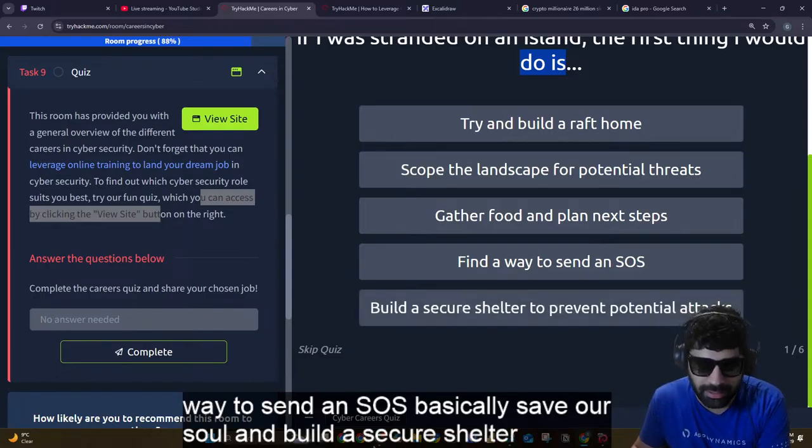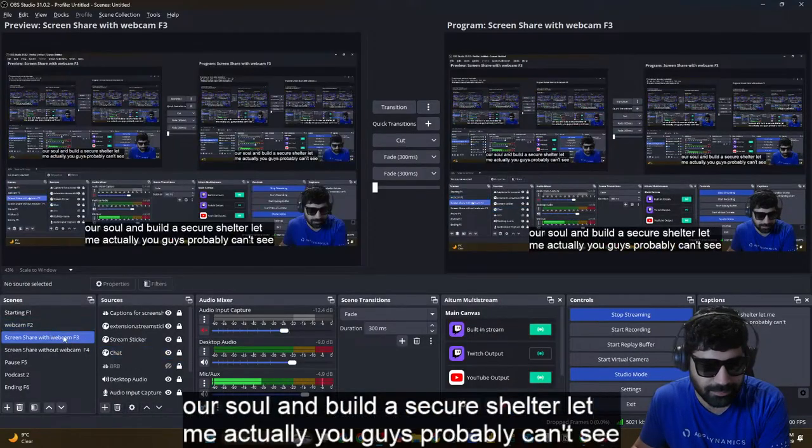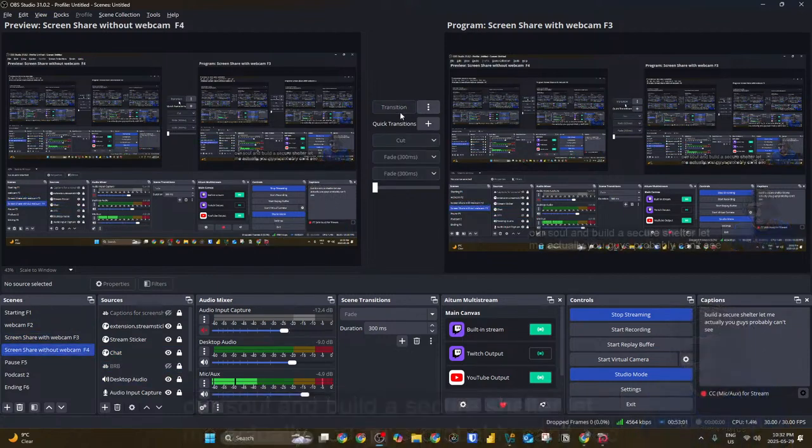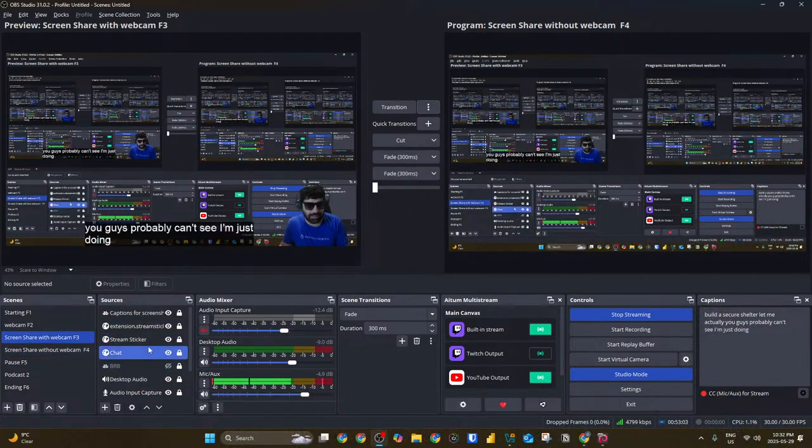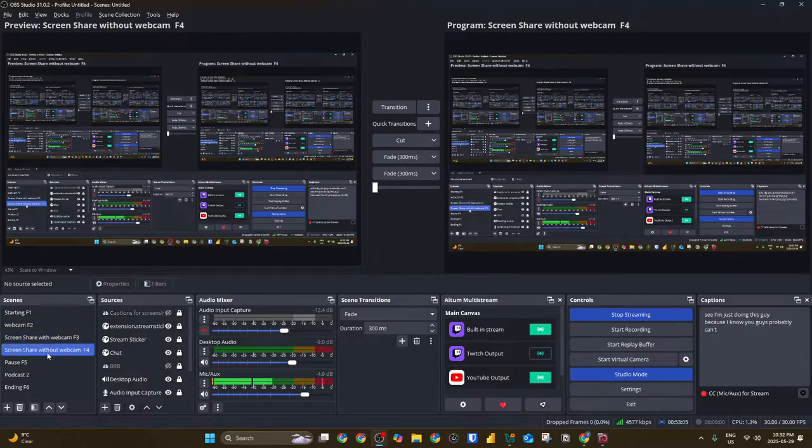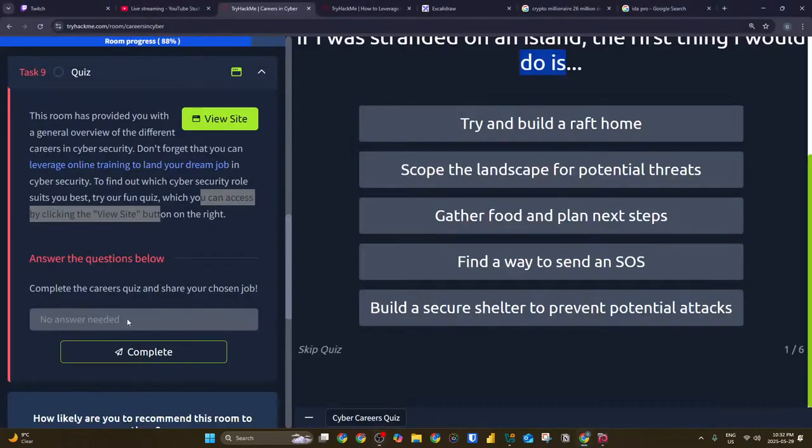Let me actually adjust, you probably can't see. I'm just doing this because I know you probably can't see me properly right now. Okay, so hopefully you can see at least the screen now.